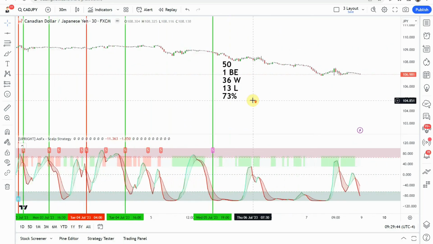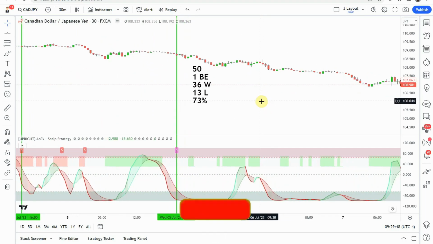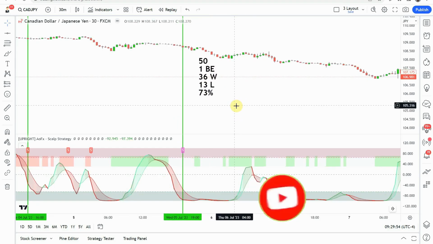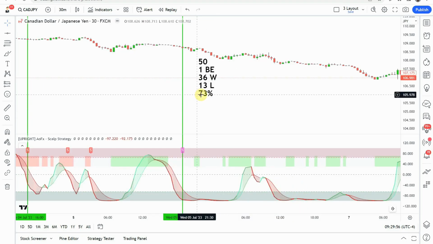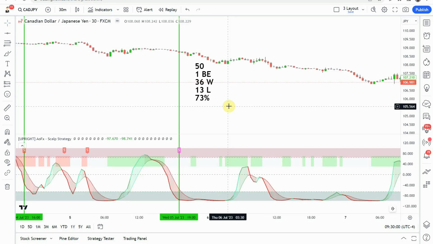And so we did the 50 trade test like we normally do when testing strategies. Had one break-even trade, 36 winning trades, and 13 losing trades. And so that's going to put us at a 73% win rate. Again, I believe that was right around the last video that we did. This is the Canadian dollar versus the Japanese yen. I believe the other one was the Great Britain pound versus the Canadian dollar, if I'm not mistaken.